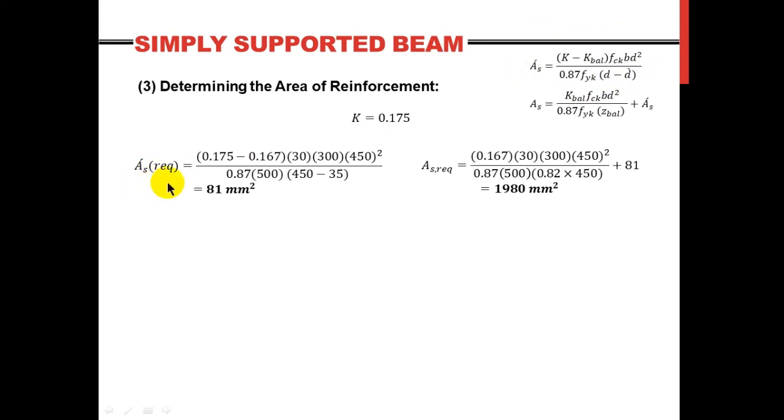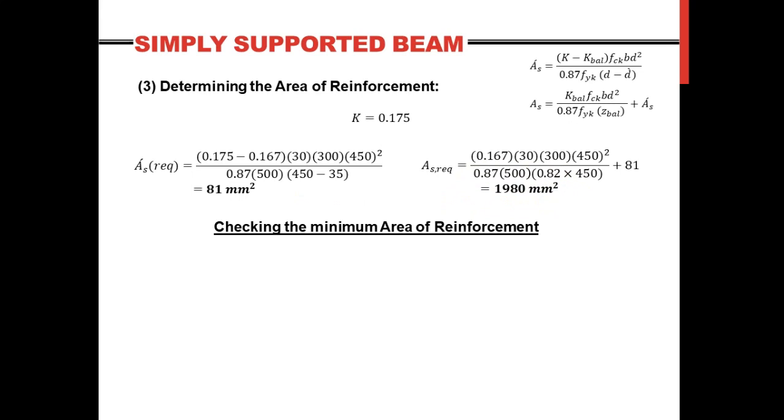Now you have to pay attention to this. Here we are talking about what? The area of compression reinforcement required. This is the required, not the provided. We will need this later on when we check the deflection. Anyways, I'm a bit skeptical about this. See, the number here is very, very small. It's just 81 millimeter square. And when compared to this area of tension reinforcement, this looks reasonable.